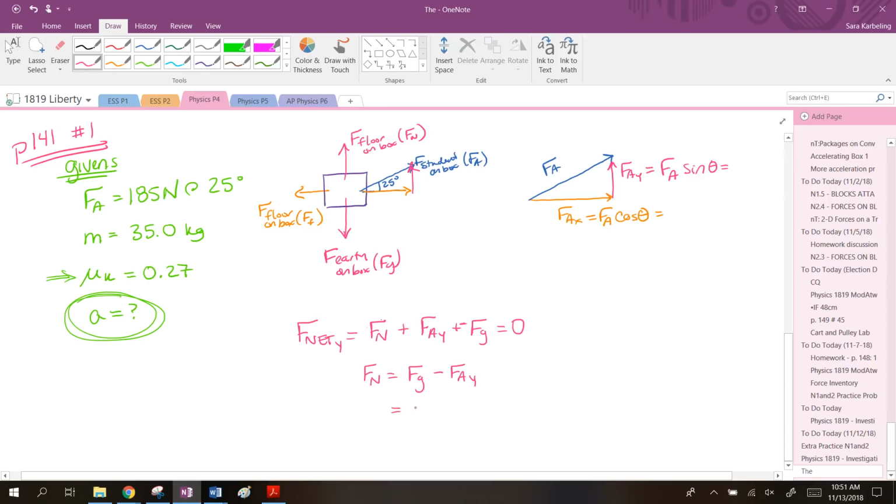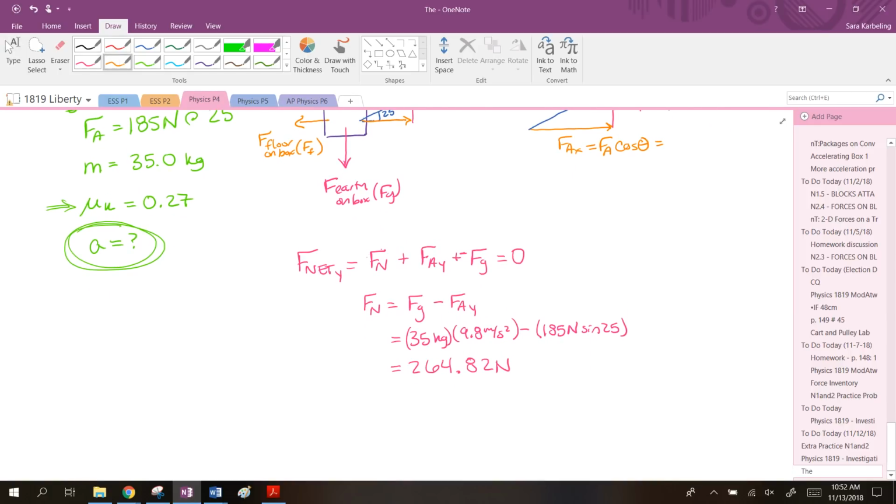Need to do some mathematics here. So we're going to have 35 kilograms times 9.8 meters per second squared minus Fa, so that's the 185 newtons times the sine of 25. I'm going to get my calculator out, and we're going to do the problem. So 35 times 9.8 is 343. I'm going to subtract 185 sine 25 from that. And I got 264.82 newtons. So hopefully that matches with you. If it doesn't, let me know and we can go through it.